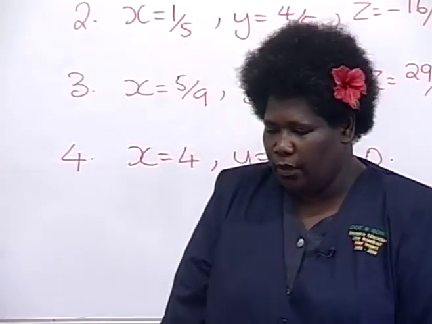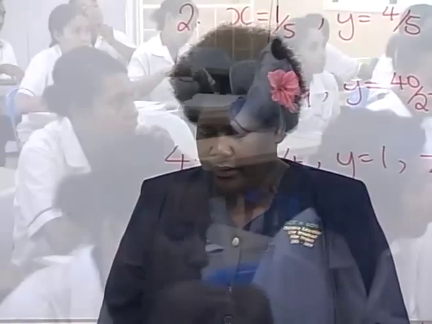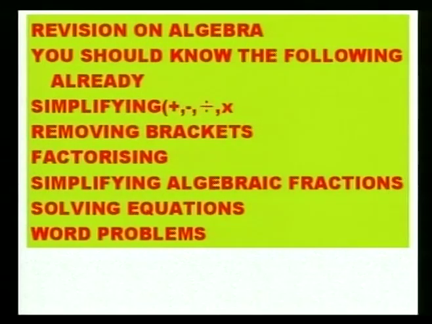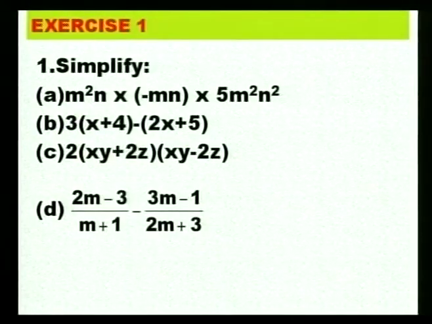Okay, first 4 questions quickly. They're very easy ones. Simplify. Sorry, let's just go back before you start. I forgot. This exercise consists of what you should know already, how to simplify algebraic expressions. So you should know how to add, subtract, divide, and multiply. Then I've got some questions on removing brackets, factorizing, simplifying algebraic fractions, solving equations, and 2 word problems. I've actually got 2 questions also on indices. Okay, number 1, A, B, C, and D.